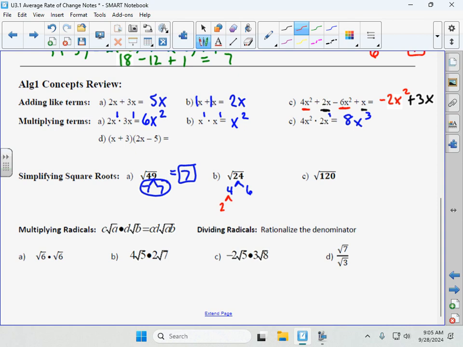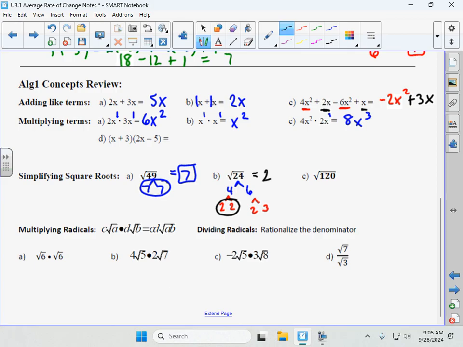4 I can break down to 2 times 2. 6 I can break down to 2 times 3. And I can't break those numbers down any further. So now what you're looking for are a pair of the same numbers. So here's a pair of 2's. Right? Now that 2 is going to come outside. Okay, because there's a pair, just like we did a pair of 7's, the 7 gets pulled out. When we have a pair of 2's, okay, the 2 gets pulled out.